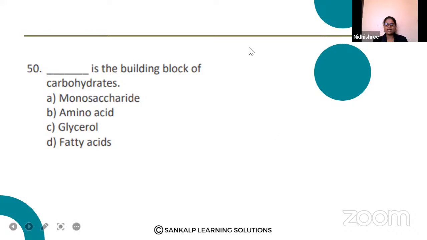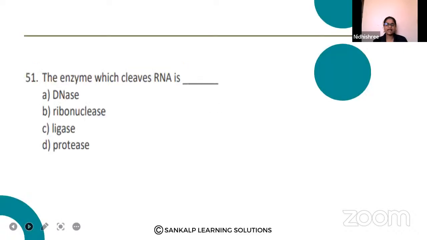Okay, most of you answered it rightly. The correct answer is monosaccharide. Amino acid is the building block of protein. Glycerol is a product of lipid. Fatty acid is also a building block of lipid. Then, option A is the right answer.